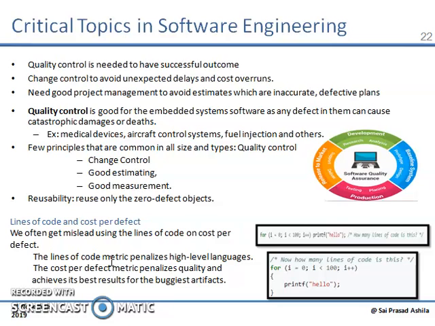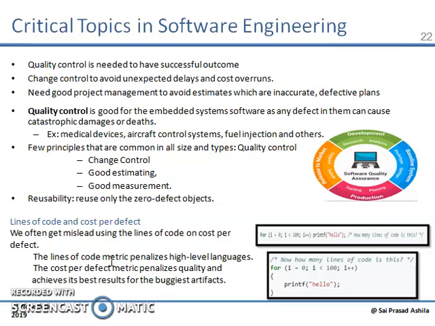We should reuse zero-defect objects only, because reusing objects which have defects would regenerate the defects and multiply them. Lines of code and cost per defect are also important aspects that have to be considered.